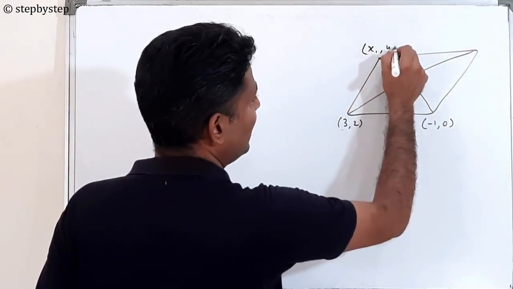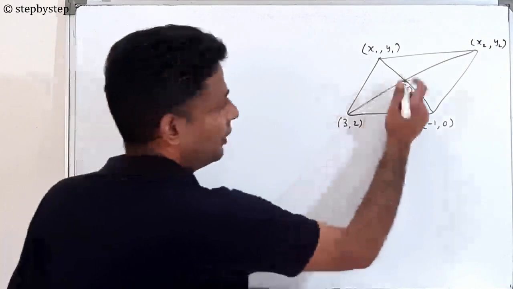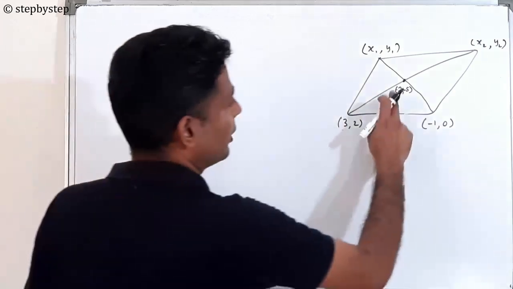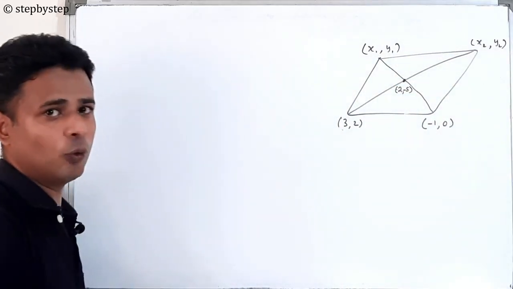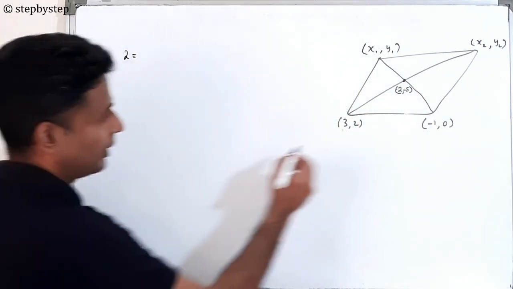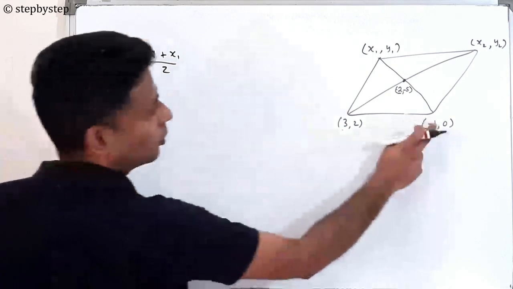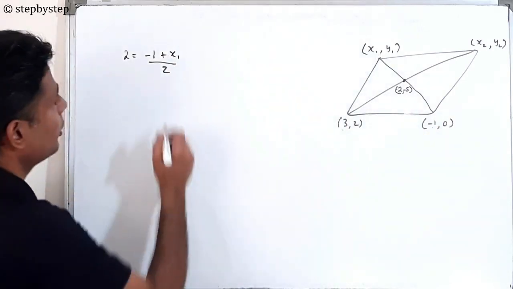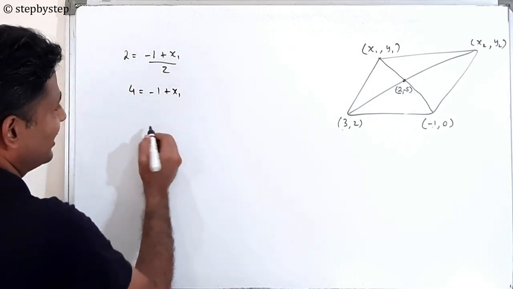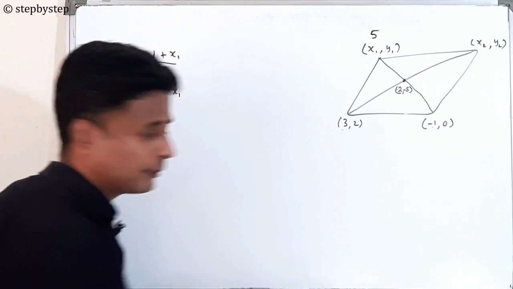Let this be x1, y1 and let this be x2, y2. Very simple problem. Since this is the point of intersection, this is the midpoint of this line as well as the midpoint of this line. So using the midpoint formula, you can find the values of x1, y1 and x2, y2. So how do I find x? I'll take this line. So the x coordinate, which is 2, the midpoint, is equal to (minus 1 plus x1) by 2. So transposing, I get 4 equal to minus 1 plus x1. When I take transpose minus 1, it becomes plus 1. So I get 5 equal to x1.